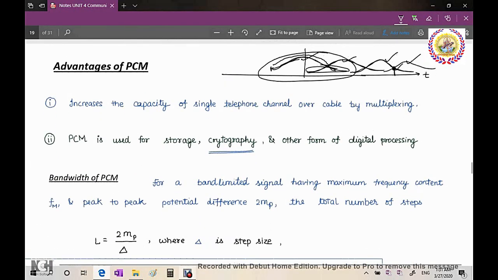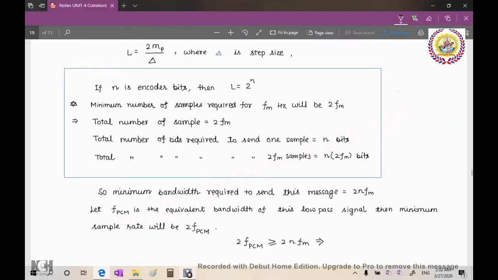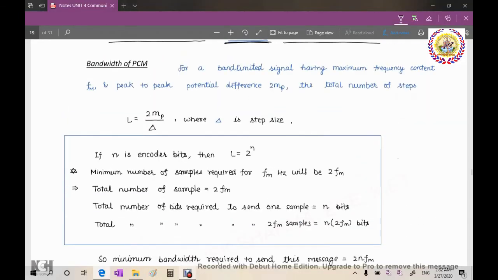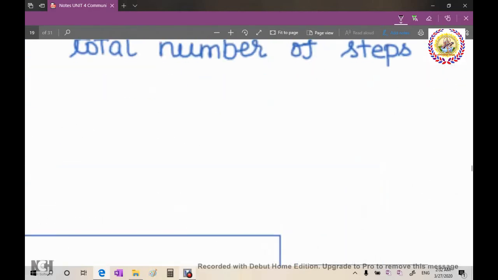Now, an advantage of PCM: it increases the capacity of a single telephonic channel over the cable by multiplexing, and PCM is used for storage, cryptography, and other forms of digital processing. Now come to the next point, which is the bandwidth of pulse code modulation. The calculation of bandwidth for PCM is very simple.